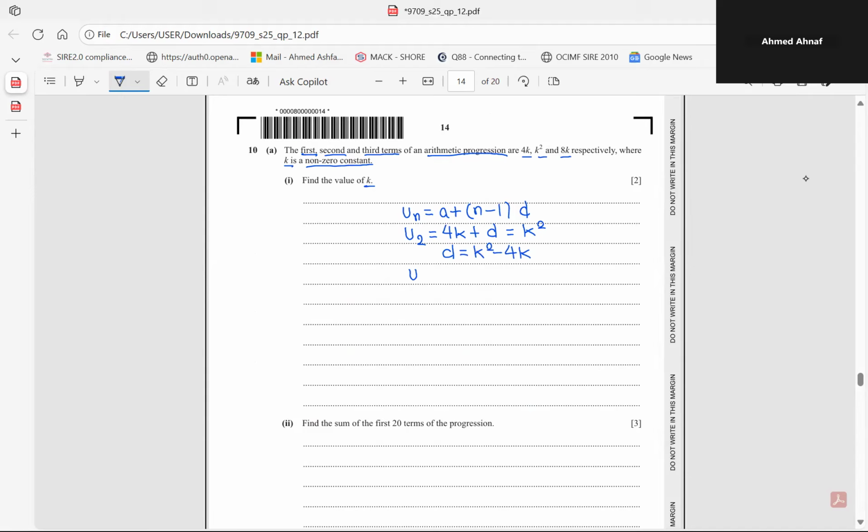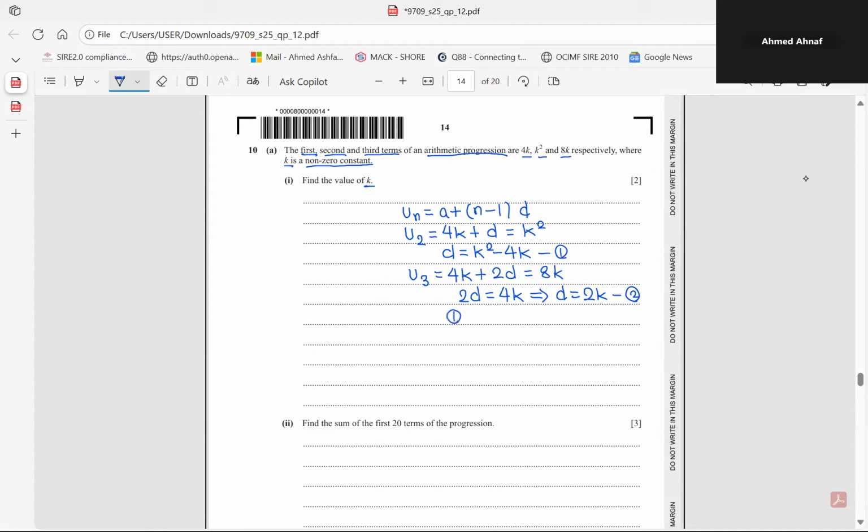And now we're going to find U3. So that's A, which is 4k, plus 3 minus 1, which is 2, D. And that's equal to 8k. So 2D is equal to 8k minus 4k, which is just 4k. And we get that D is equal to 2k. So these are our two equations.